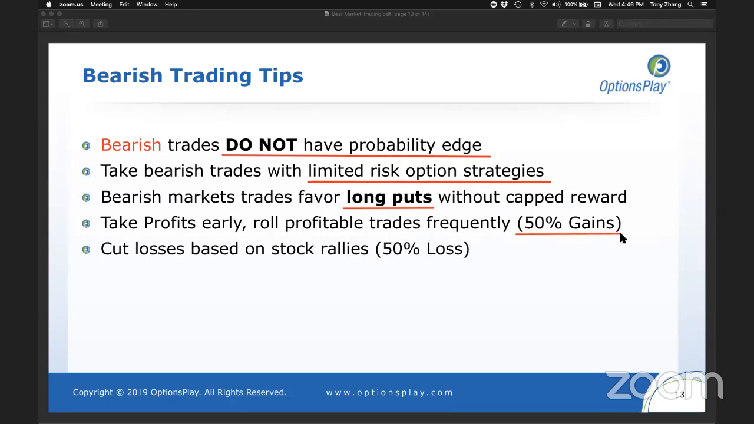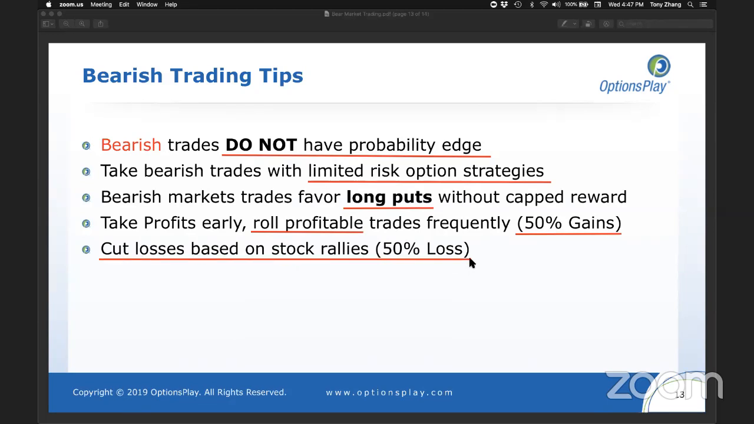So when you gain 50% on your bearish trades, it's time to either start rolling your trades, meaning buying back the puts and buying a new put, so that you're locking in some gains and taking profits. And then lastly, you want to make sure that you cut your losses when the stock rallies.